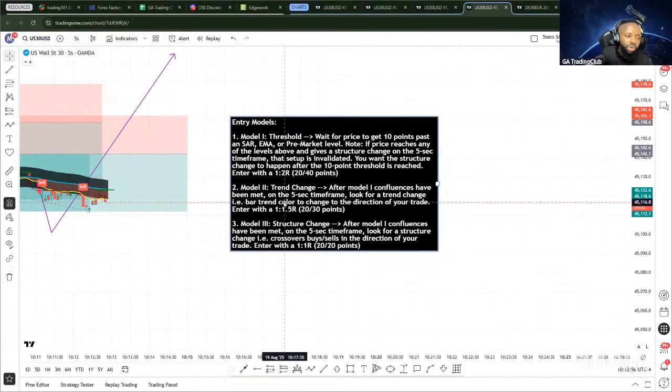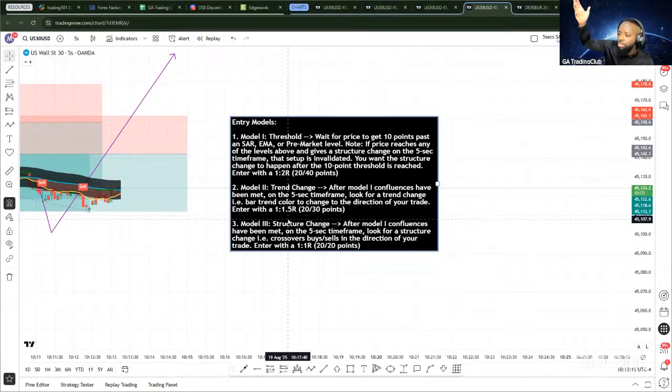Model 2, you're just looking for a trend change. And again, all of these entries are on the 5-second time frame. So after Model 1 confluences have been met on the 5-second time frame, look for a trend change. For me, you're just looking for the bar color to change. If we're looking for buys, you're looking for the bar colors to change from red to green. So you're looking to enter at the close of the first green bar or red bar.